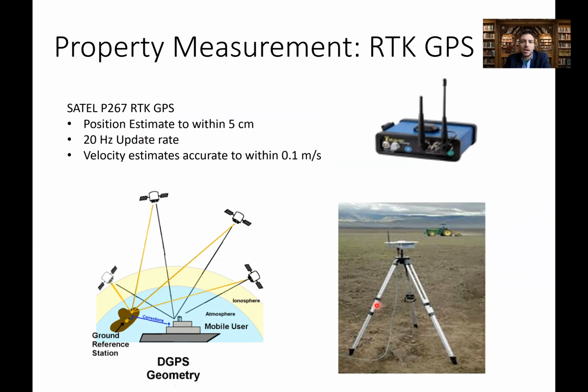So this is a GPS system that has a local base station that provides a correction to the satellite errors over a small area. It's often used in agricultural applications, but it's also great for what we want to do because we're in a creek. We can set this up on the shoreline and use it to provide position estimates and velocity estimates in a small area. And you can get 5-centimeter position accuracy, a 20 hertz update rate, so 20 times a second, and velocity estimates to within 1/10 of a meter per second, which we think is more than sufficient for our application.